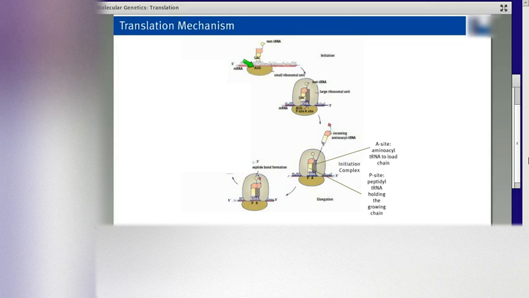Then what? Eventually we're going to have termination, and we come to termination when we reach our stop codon. Remember, what were those three stop codons? UAA, UGA, and UAG. Very good.